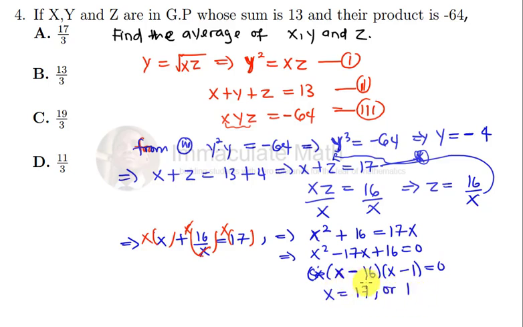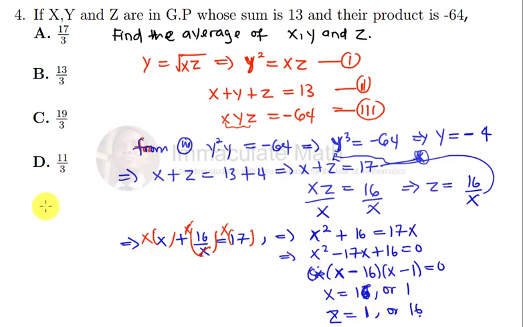So if I do it the other way around, that means I'm going to have z to also be 1 or 16. So if my x is 1, my z will be 16. If my x is 16, that means my z will be 1. So you can see it here.